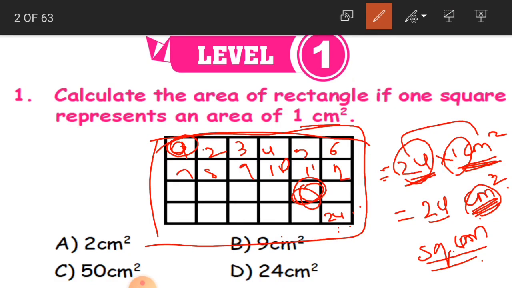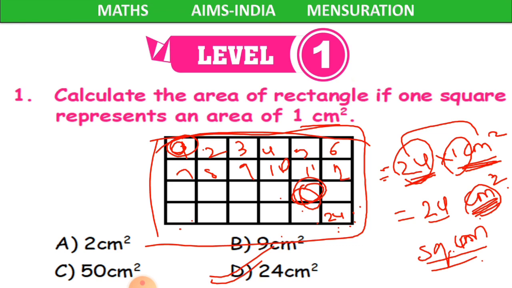Now what is the area of this rectangle, children? The total rectangle area is 24 centimeter square. That is option D. We have found out the area by simply counting the number of squares.